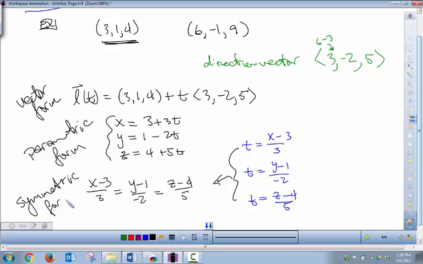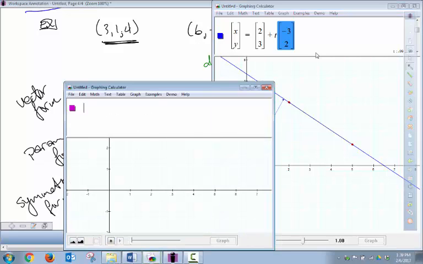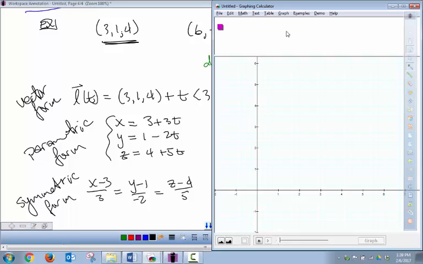And then we can also view this with a graphing program that allows you to look at things in 3 dimensions. Let's take a look at it. Maybe I'll get a new one. So let's first get our points. 3, 1, 4, and 6, -1, 9.